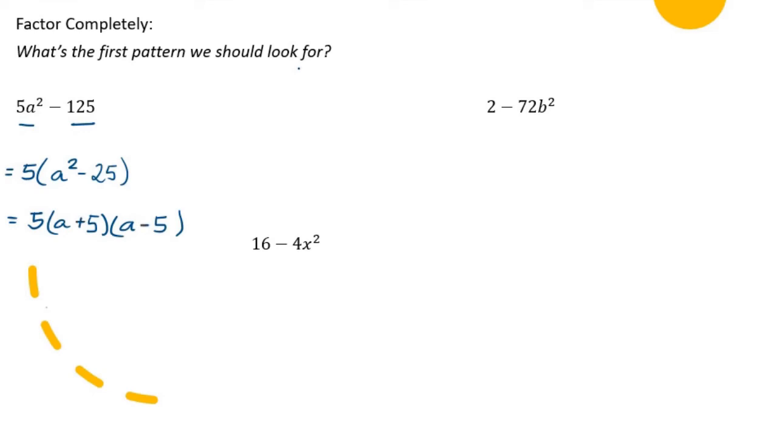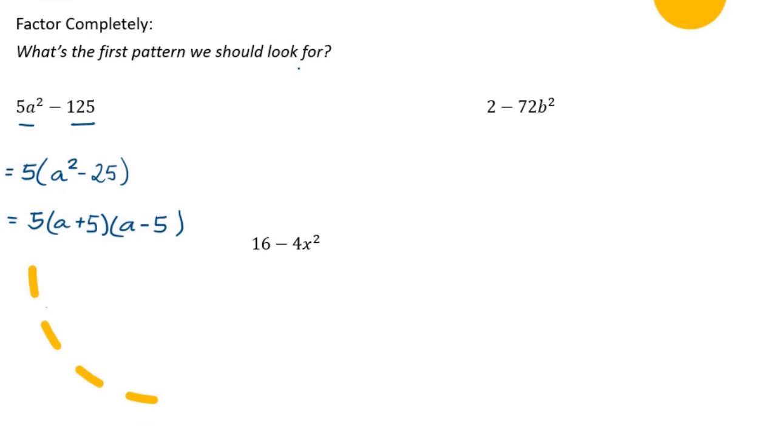And that's it. If you take those three factors and multiply them, you will end up with 5a squared minus 125. We know what we get when we multiply a plus 5 times a minus 5. We get a squared minus 25. And when we multiply that whole lot by 5, we're right back at the beginning. So that works.